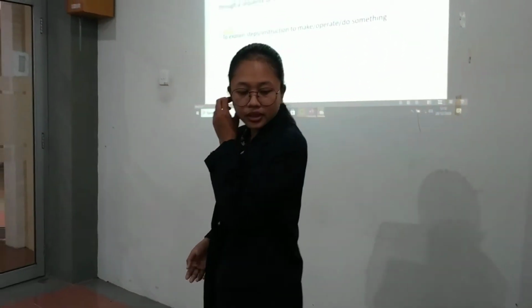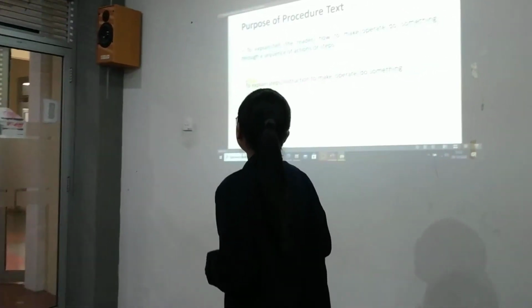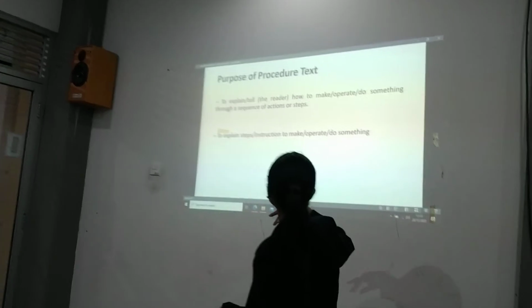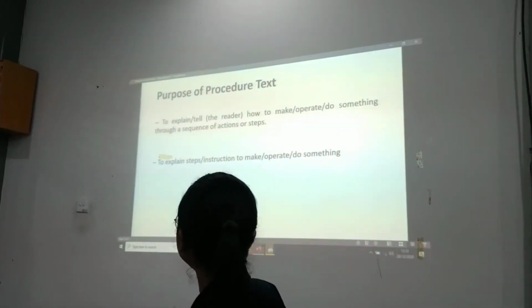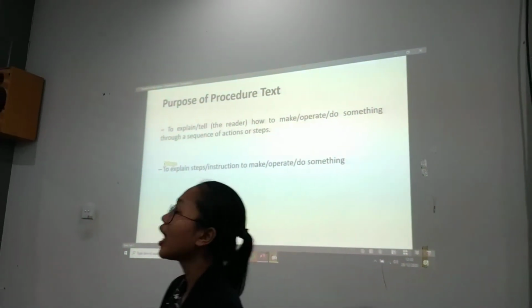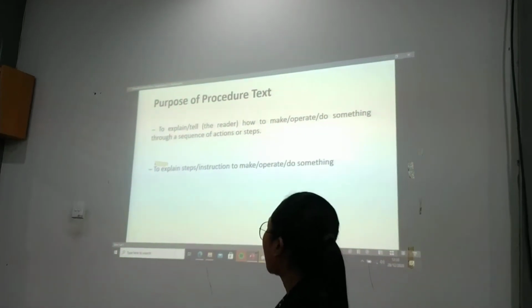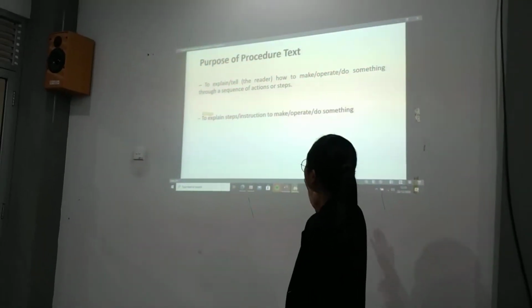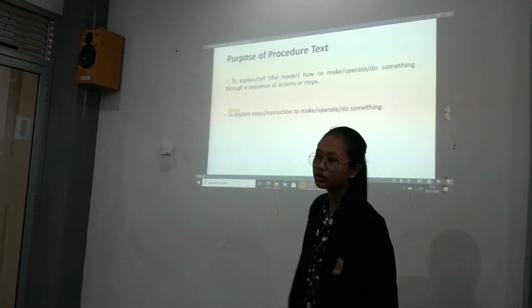Next is the purpose of procedure text. The first purpose is to explain or tell the reader how to make or operate or do something through the sequence of actions or steps. And the second purpose is to explain steps or instructions to make or operate or do something.